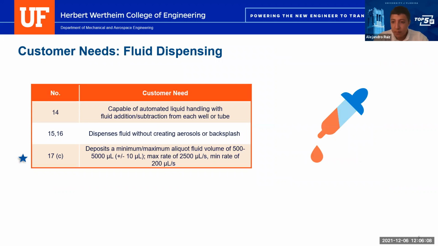Our team developed the design of our large volume micropipette to fulfill an extensive list of customer needs. For this presentation, we designated the customer needs that we deemed most critical with stars on the left-hand side of the table. The customer needs can be divided into a few categories, the first of which is fluid dispensing. Our pipette needed to be capable of depositing a maximum fluid volume of 5,000 microliters and a minimum of 500 microliters. It also needed to operate at a maximum rate of 2,500 microliters per second and a minimum rate of 200 microliters per second.